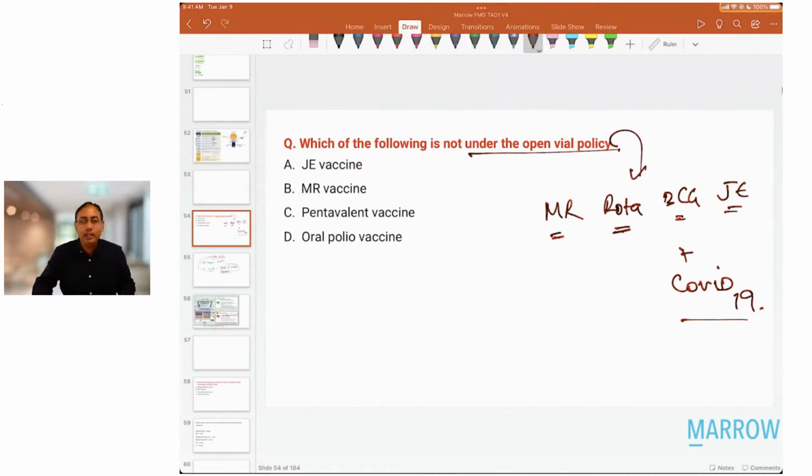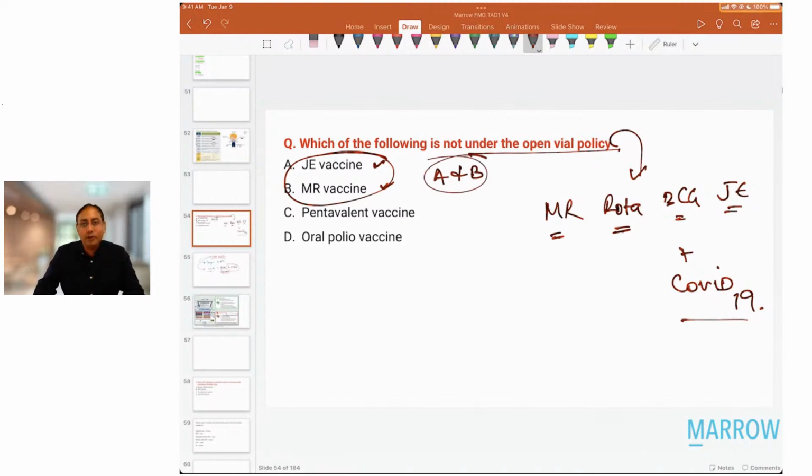So which of the following is not under open vial policy? So इसमें JE vaccine is not under open vial policy. Measles rubella is not under open vial policy. Both these vaccines, A and B, इसमें दोनों आंसर करेक्ट हैं.